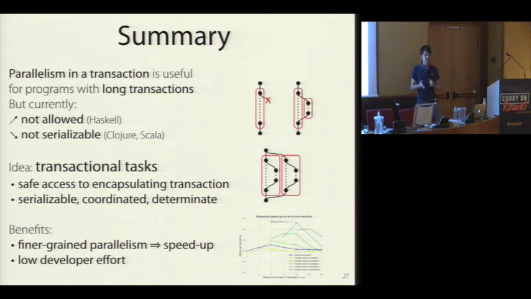And based on experiments, we saw that there are several benefits to using transactional tasks. First of all, they allow you to exploit more fine-grained parallelism, leading to a higher speedup. And they require only a low effort from the developer.